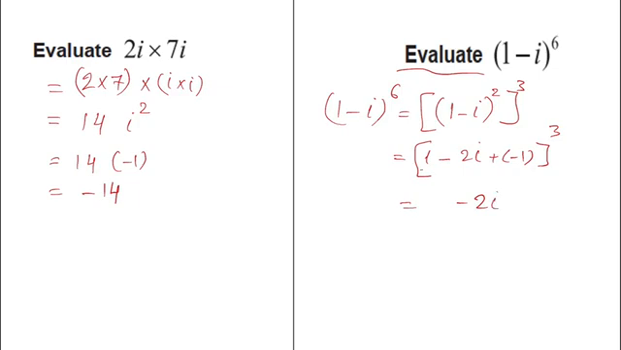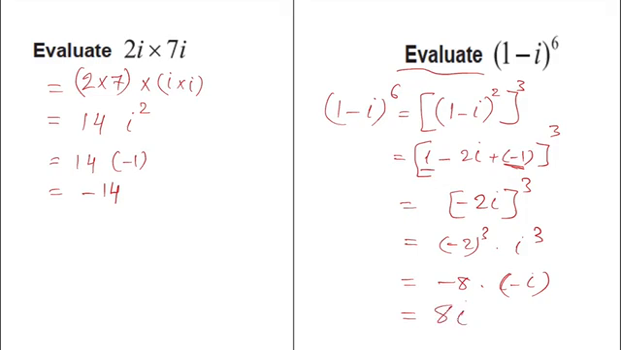So 1 minus 1 is 0. What remains is minus 2i, and it is to the power of 3. So we have (minus 2) to the power of 3 times i to the power of 3. This one is minus 8 times minus i. You know, i to the power of 3 is minus i. And minus times minus is plus. 8 times i. So it is 8i.